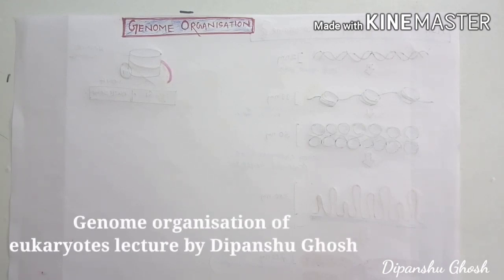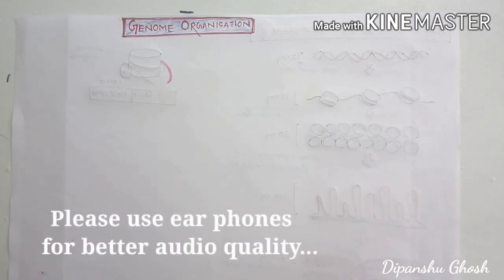Today I am going to discuss a very important topic in biology. It is about genome organization in eukaryotes, or in other words, how DNA is packed into chromosomes, right?